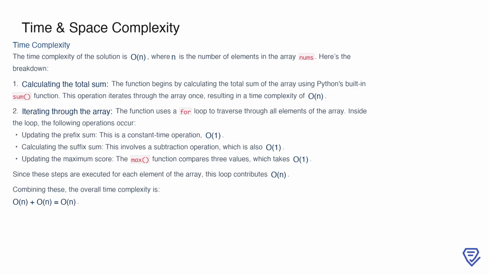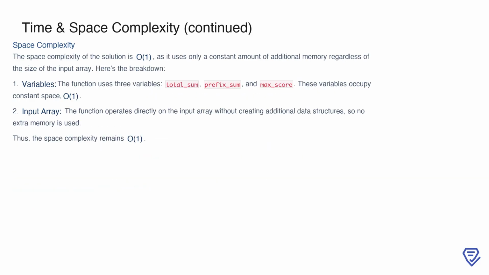The space complexity of this solution is O(1), meaning it uses only a constant amount of additional memory regardless of the size of the input array. The function operates with three variables: total_sum, prefix_sum, and max_score. Each of these variables occupies a fixed amount of memory, so their contribution to space usage is constant. Additionally, the function performs all computations directly on the input array without creating any auxiliary data structures or temporary arrays. This ensures that no extra memory is allocated beyond the input itself. As a result, the space complexity remains constant at O(1), making this solution highly memory efficient.